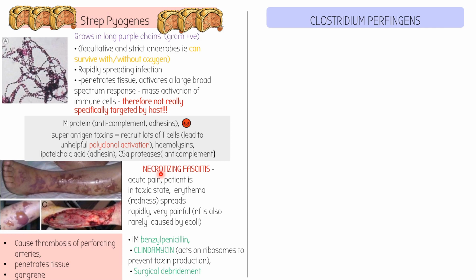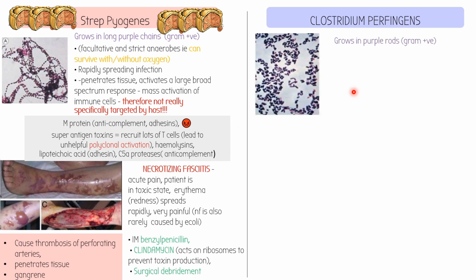give it clindamycin, an antibiotic which acts on ribosomes to prevent toxin production. If it's really bad, we might have to cut it away with surgical debridement. On to our next pathogen. I can't pronounce it, but it grows in purple rods.